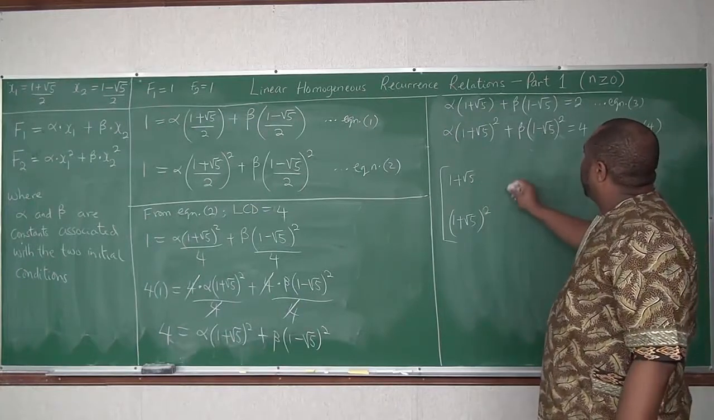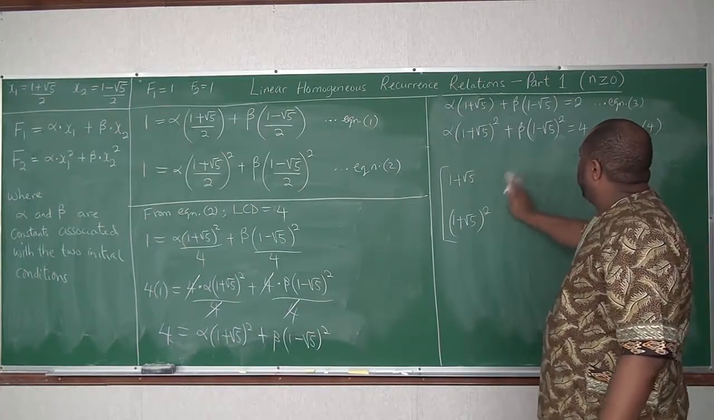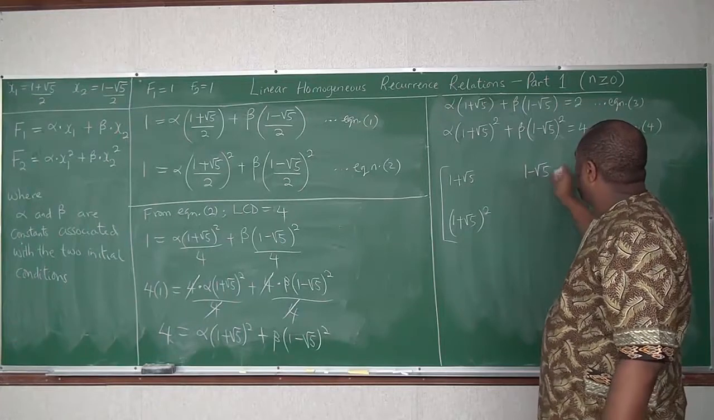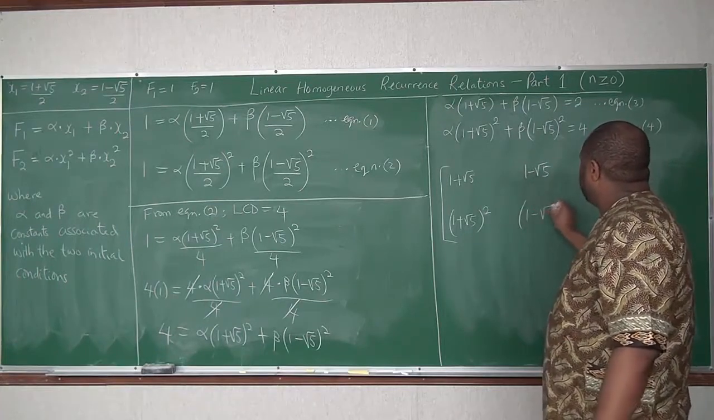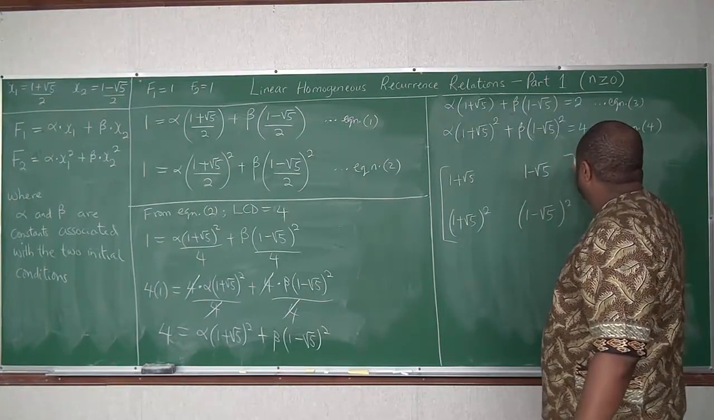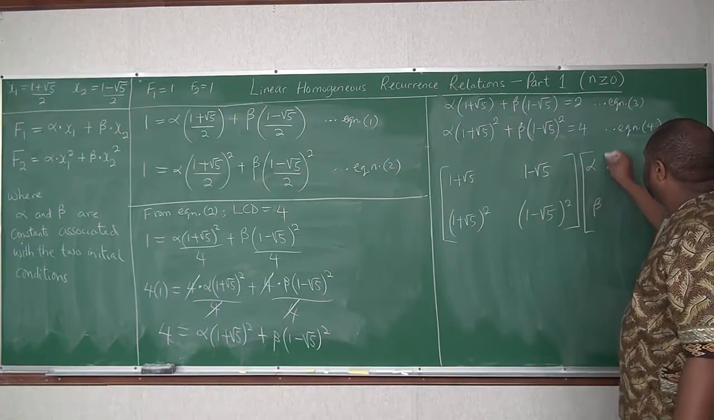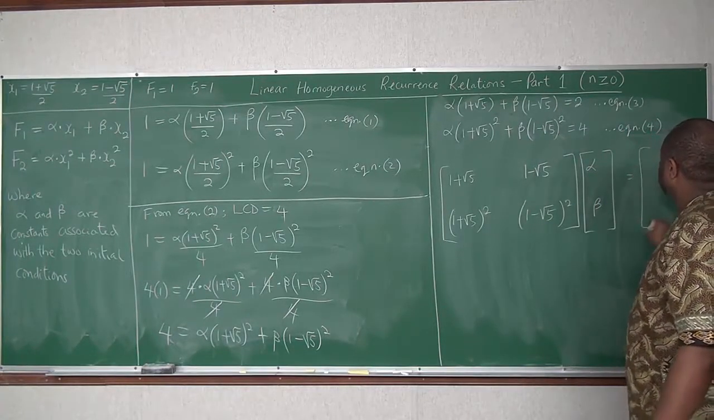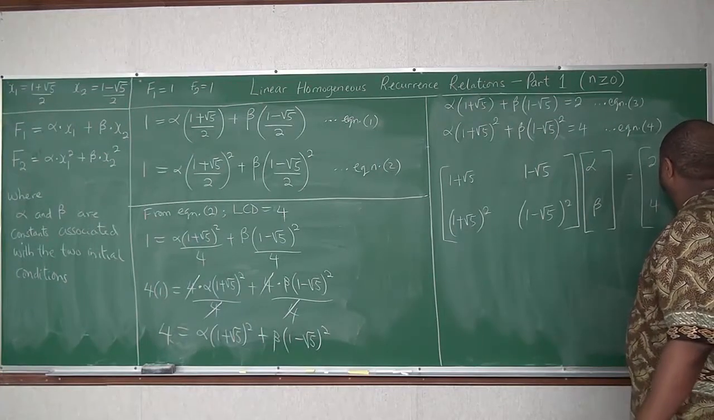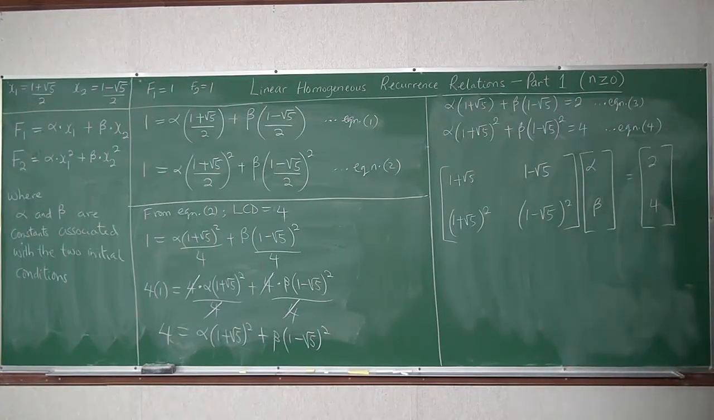So I have this, and I have 1 minus root 5 here, 1 minus root 5, then here 1 minus root 5 all squared. Okay? Then alpha, beta equal to 2, 4. Okay?